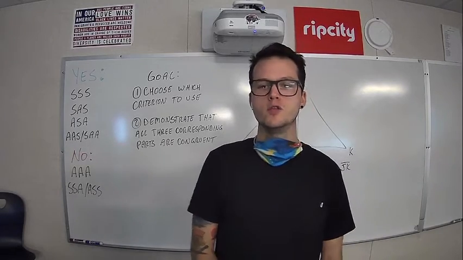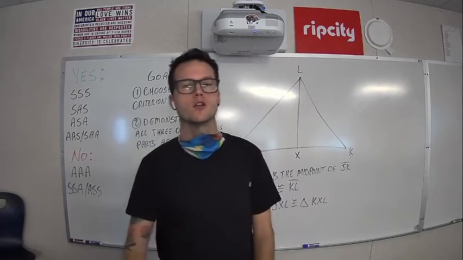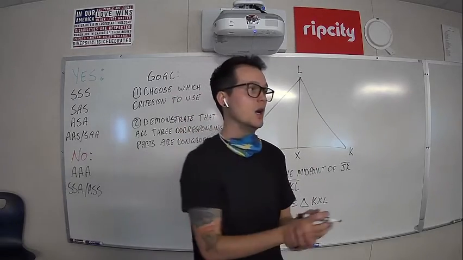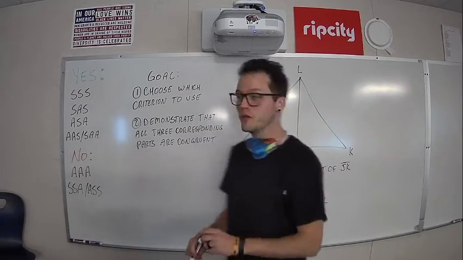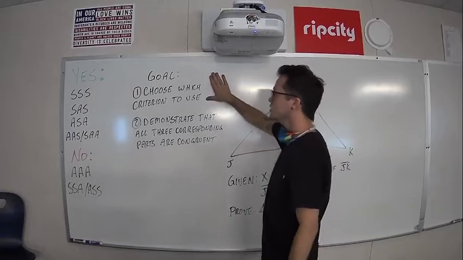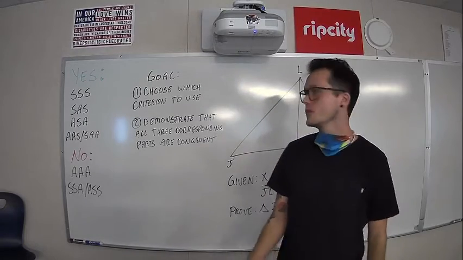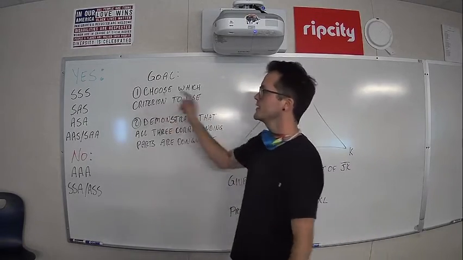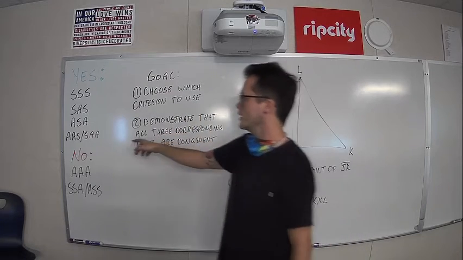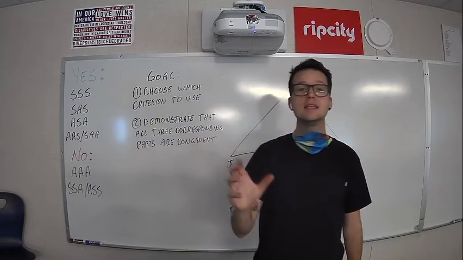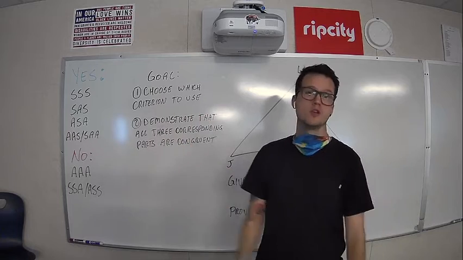Okay, before we do a proof, let's recall what our goals are for this proof, or I guess let's figure out what our goals are for this proof. Our goal, we need to choose which criterion to use. Are we going to use side, side, side? Are we going to use side, angle, side? Or are we going to use angle, side, angle? That decision needs to be made before you even start doing your proof.